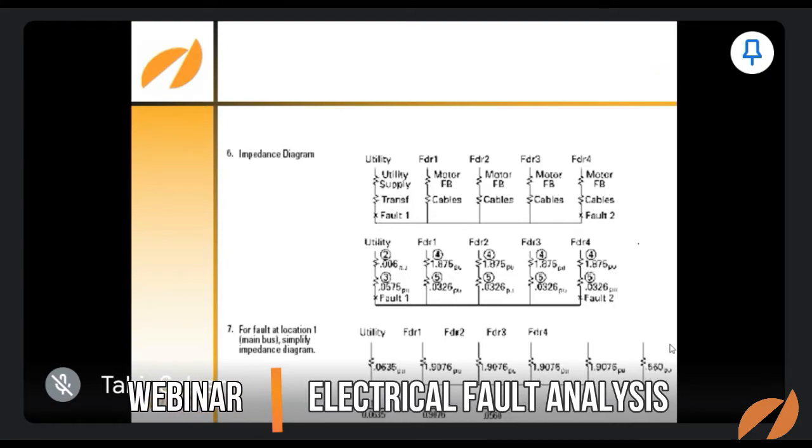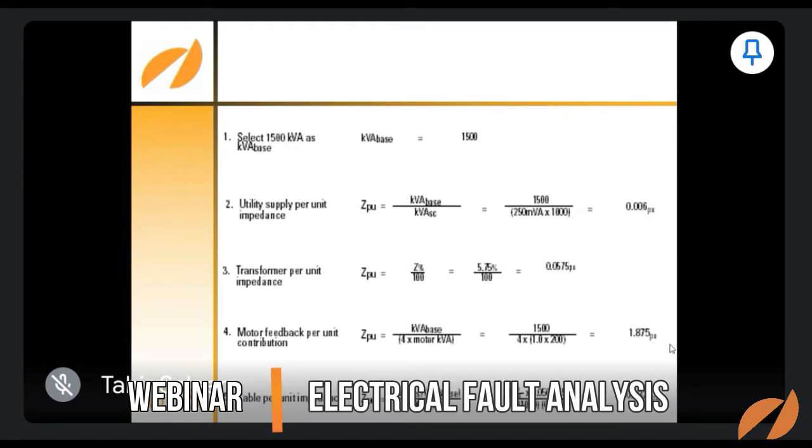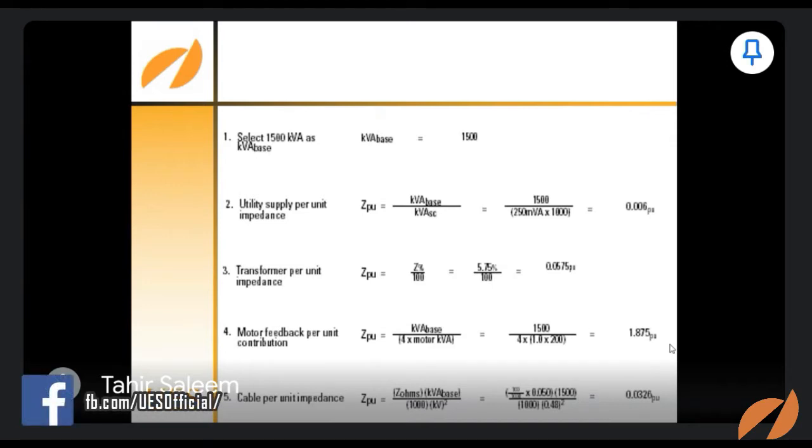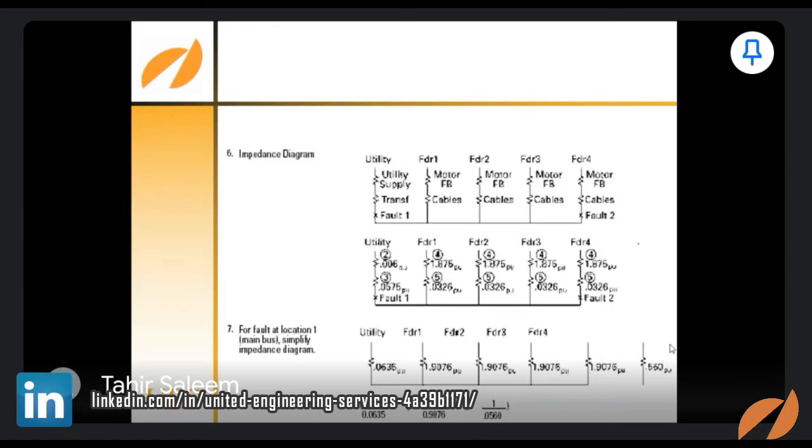Similarly, for the motors, we have calculated motor feedback kVA based upon 4 times the motor kVA. We have a 200 horsepower motor, which comes to 200 kVA. So each motor will contribute 1.875 per unit. And cable impedance is Z ohms into kVA base upon 1000 times kV squared. You can calculate according to this formula. This comes out to 0.326. So now if you put these values over here, 1.879 and 0.326, then add them in series.